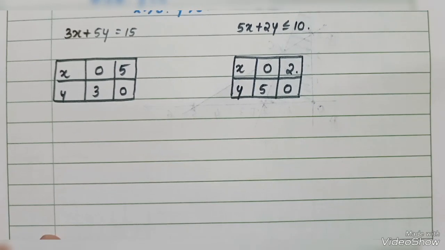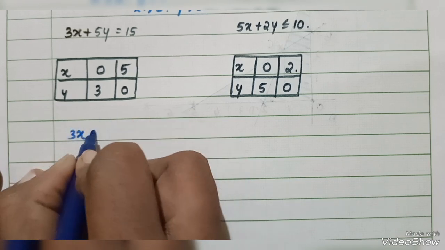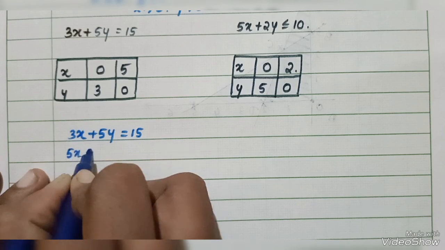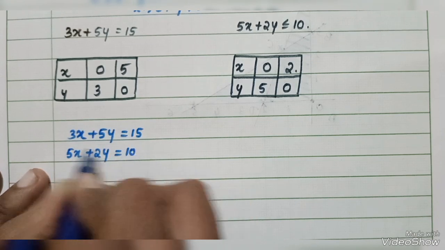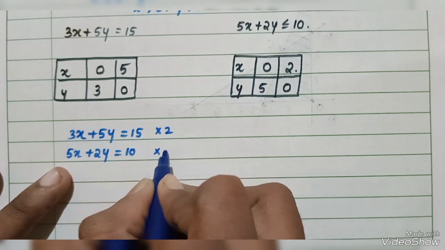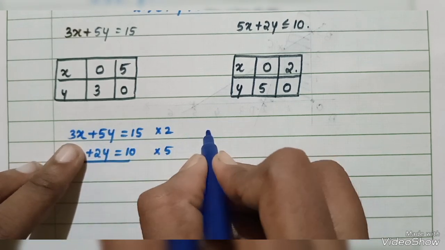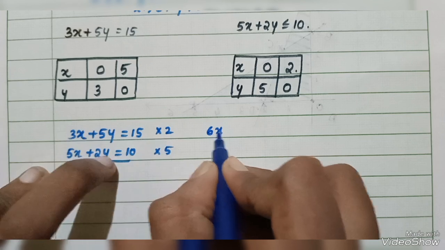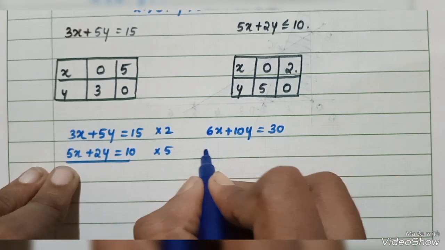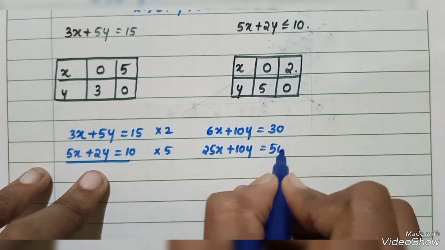Okay, I have to calculate the equation, that is 3x plus 5y equals 15. Again 5x plus 2y equals 10. So multiply by 2 here and multiply by 5 here. Okay, we get 2 into 3, 6x, 2 into 5, plus 10y equals 30. Here 25x plus 10y equals 50.